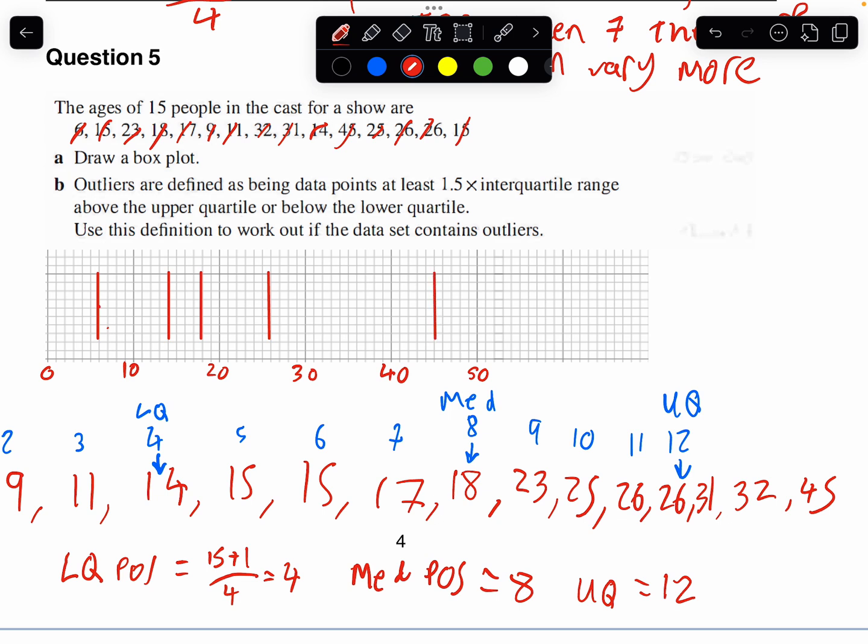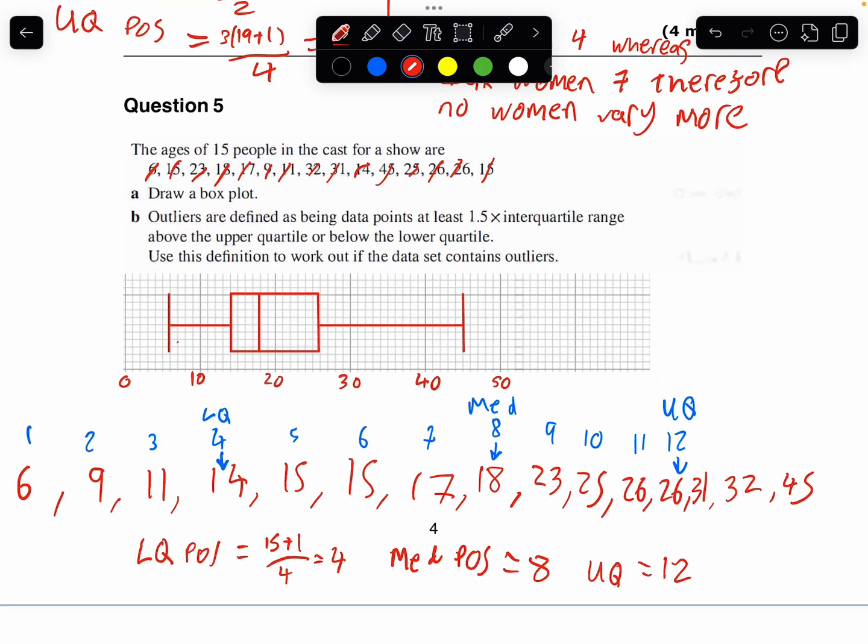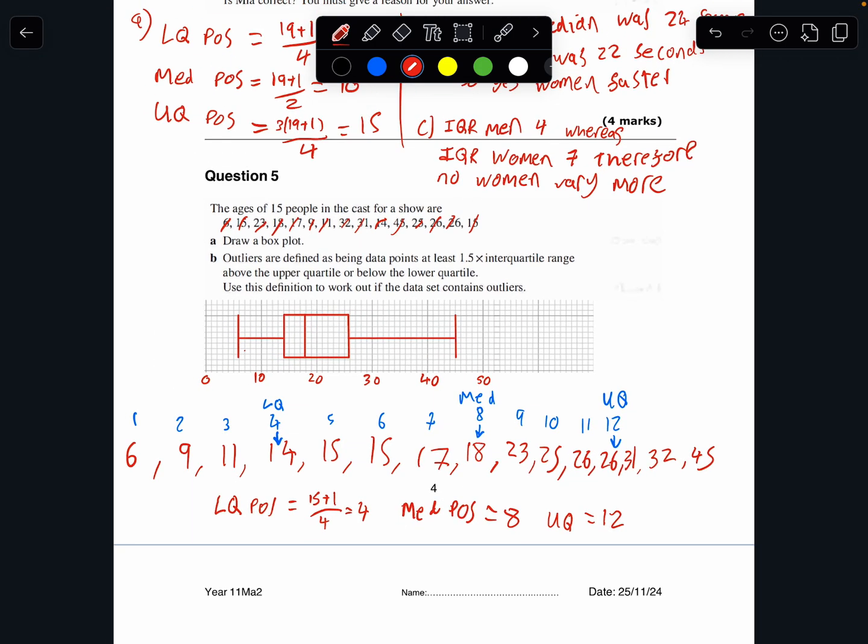And then, obviously, do our little boxes. This is a box plot after all. I think this is a box plot. I didn't even read the question. Right. Something like that. Okay. Enough to get you the first set of marks.